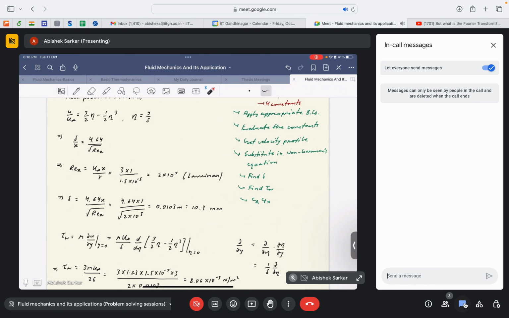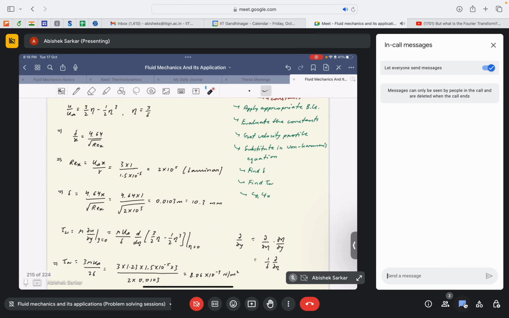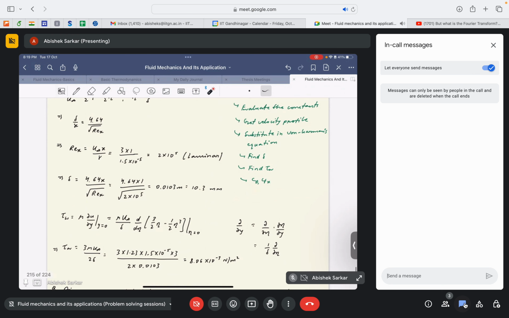Now we need to evaluate the shear stress at the wall. To do that, substitute the velocity profile in this expression, evaluate the derivative, then substitute the value of delta. Once you do that, we get tau wall equal to 3 mu u infinity divided by 2 delta. Here 3 is a constant, mu is known, u infinity is known, and delta we just evaluated. Once you do that, we get tau wall equal to 8.06 × 10^-3 newton per meter square.